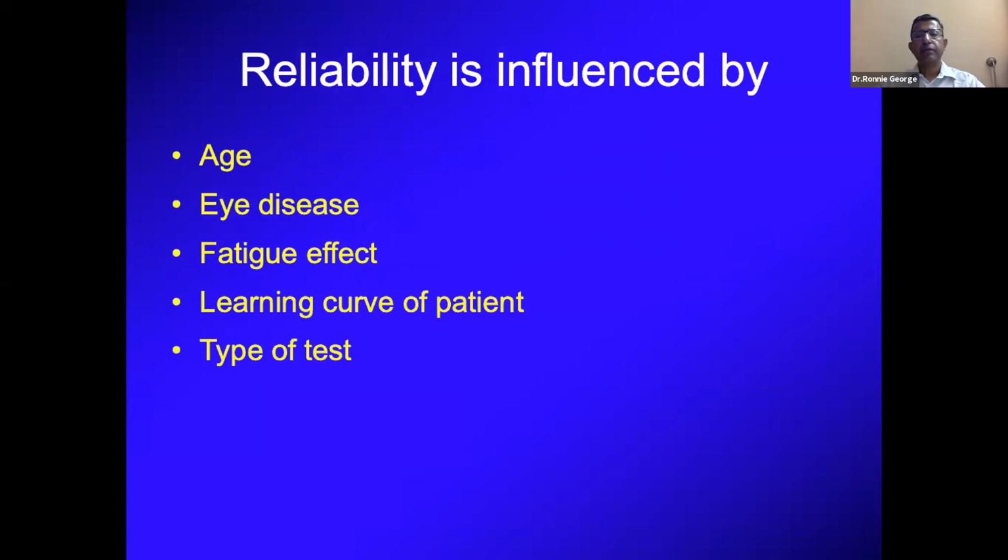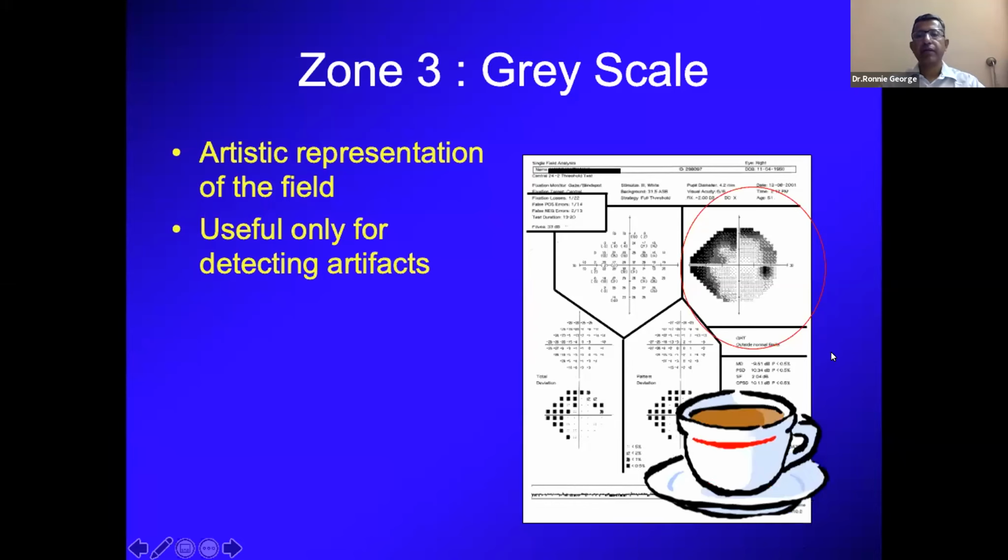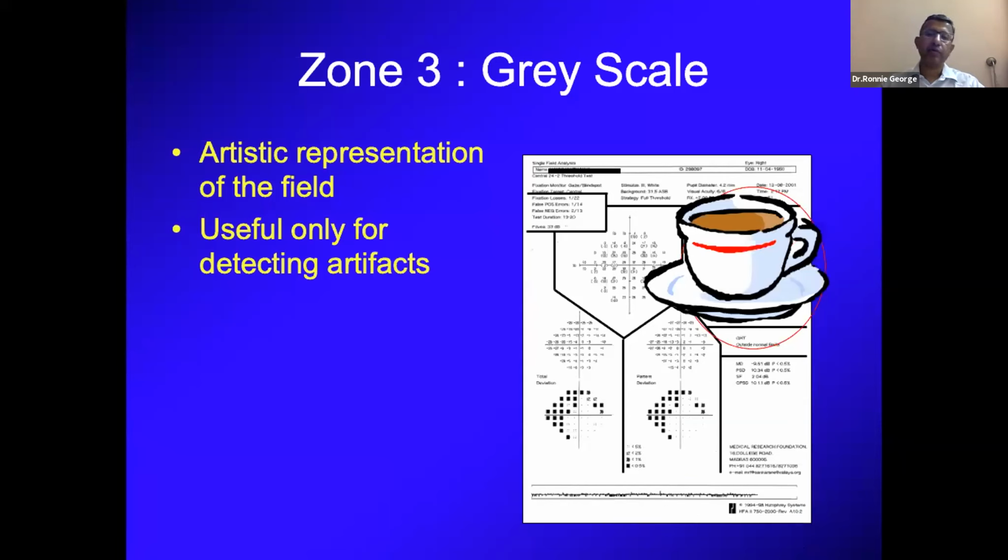The third thing that we look at is the gray zone. We actually don't look at it, because this gray zone, gray scale, is basically just an artistic interpretation of the field. It is useful for detecting artifacts. And my good friend Mike Patella, who is one of the designers of the Humphrey machine, says that you should use it to keep your coffee cup on, because you don't have to pay any more attention to it once you rule out the artifacts.